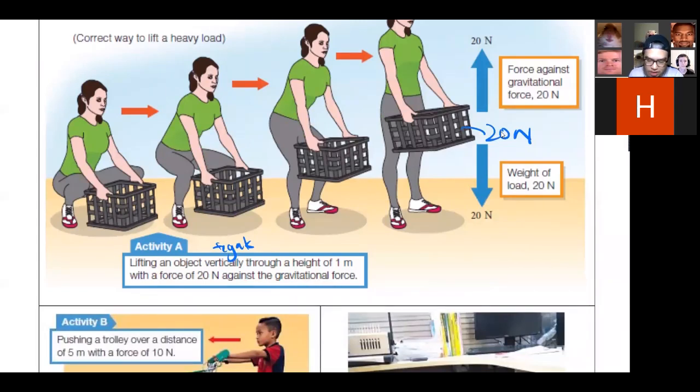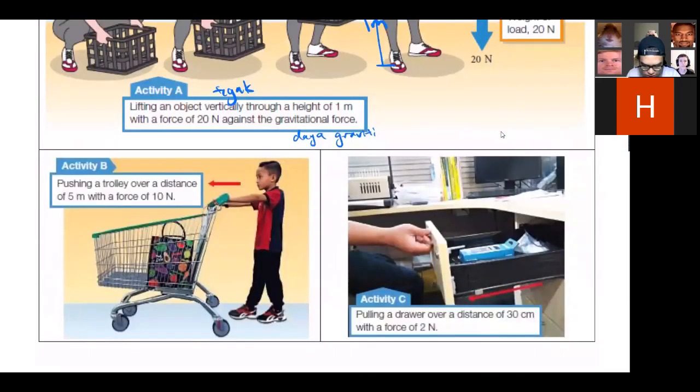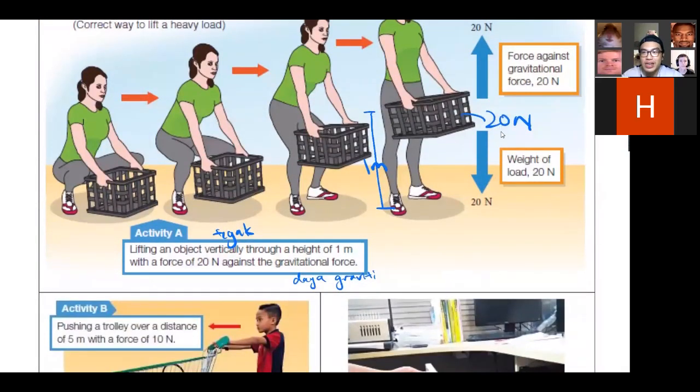What is gravitational force? This is daya gravity. Imagine now I move this box for 1 meter. Now imagine I have a 20 Newton box. I lift this box up for 1 meter. So 20 times 1, I get 20 joule. I use 20 joule to move this box. That's the energy I use. So I'm doing work against gravity, melawan gravity. Because gravity is pulling me down, I am pulling the box up. That's why I use energy.